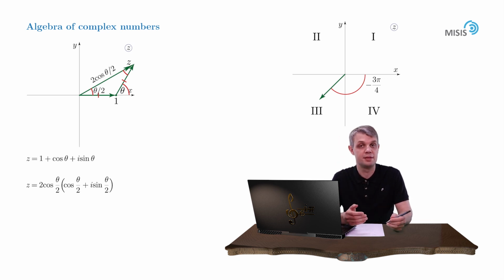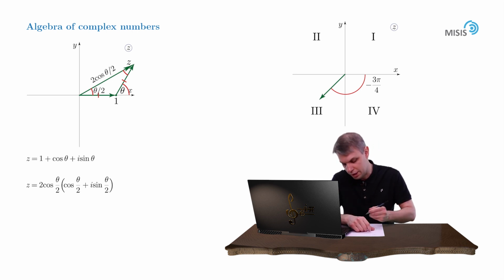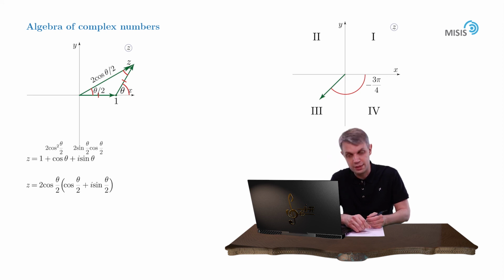And of course, you may obtain the same representation using purely algebraic means. For example, 1 plus cosine of theta can be represented using doubling formula as 2 cosine squared of theta by 2, while sine theta is split into 2 sine theta by 2 times cosine of theta by 2. And once we factor out 2 cosine of theta by 2, we obtain the same trigonometric representation.